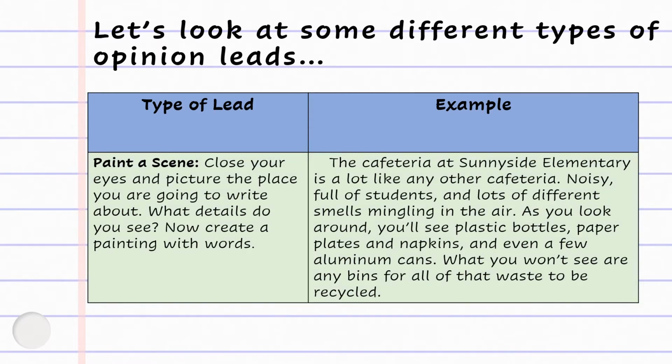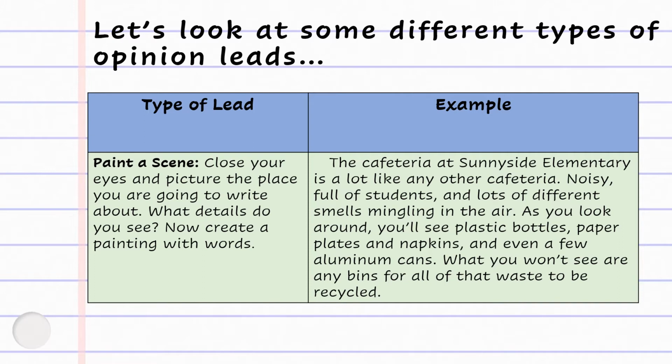Another type of lead is called paint a scene. For this type of lead, you close your eyes and picture the place that you're going to write about. Think about what details you see, and then create a painting with words. I'm going to show you how I paint a scene for my introduction to my opinion essay.